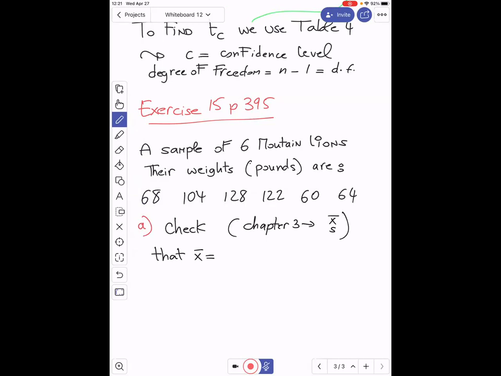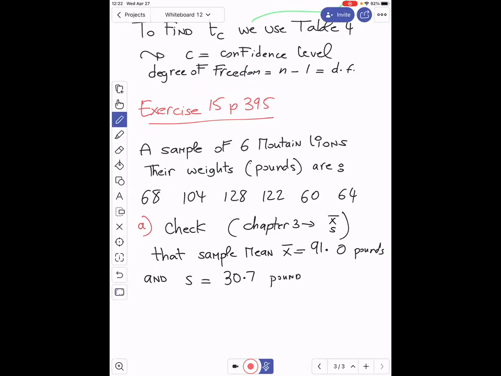Do we need to find the average of the weights? Yes, absolutely. It's X bar, 91. So the sample average, or the sample mean X bar, is equal to 91.0 pounds. And S, the sample standard deviation, is approximately 30.7 pounds.